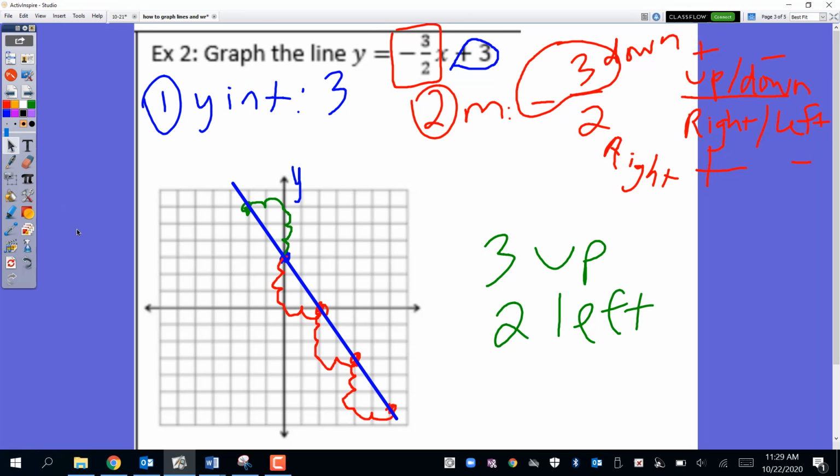And that's pretty much it on graphing. That should have been a review. If you need to, watch it again. Otherwise, watch the next video.